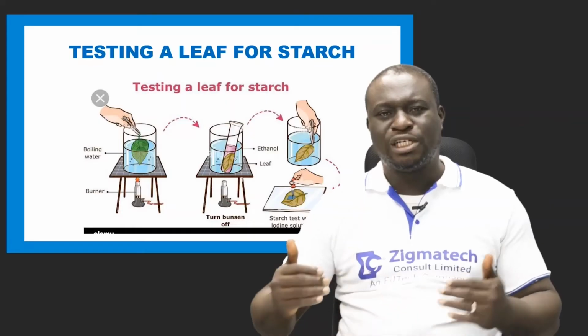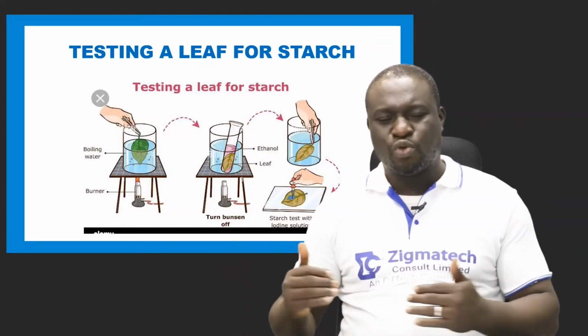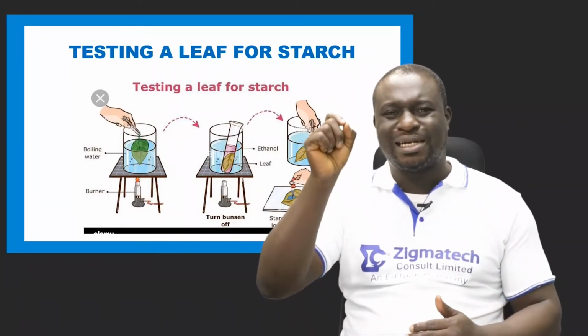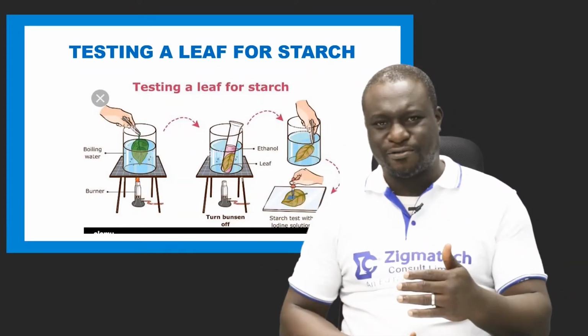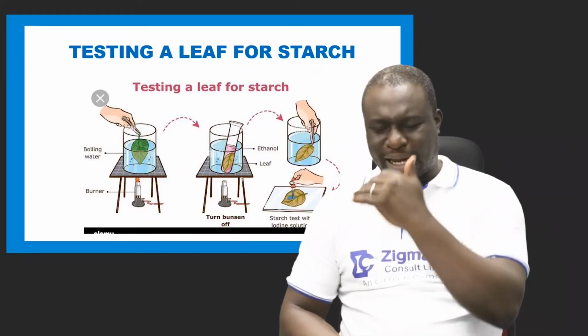And how do we put these records down? You start with the aim. The aim talks about the objective, why you are doing the experiment.